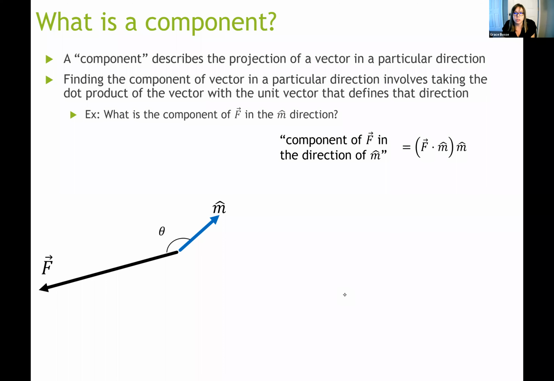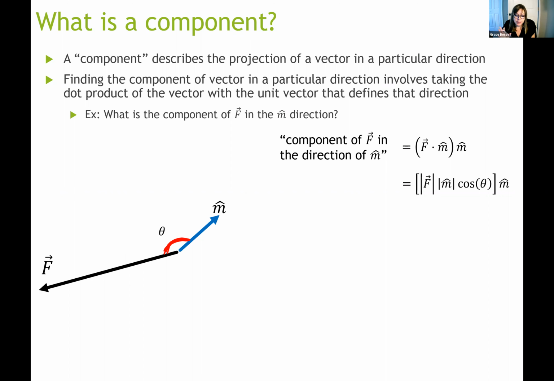So that's the prescription of how to find a component of a vector in a particular direction. You do the dot product between that vector and the unit vector in that direction, and then you multiply your answer by that unit vector. Using our definition of the dot product between any two vectors, you take the magnitude of the first vector, multiply it by the magnitude of the second vector, and then multiply that by the cosine of the angle between them. In this example, I labeled the angle between these two vectors as angle theta. Always draw your vectors tail to tail and then identify the angle between them.